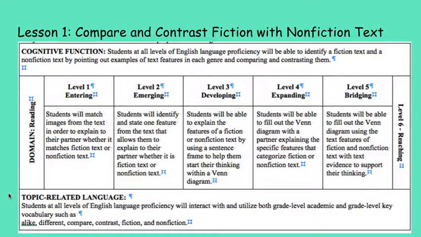Level 2 students were identifying one feature from the text, and then they were going to share with their partner how it was either fiction or nonfiction. Then again, as the levels progressed, they were giving more and more examples of features that were special to either nonfiction or fiction. And then you can see at the bottom, these were the vocabulary words I was really listening for.